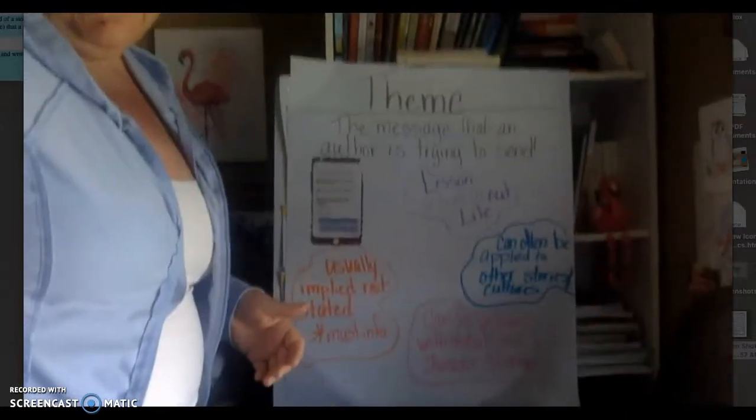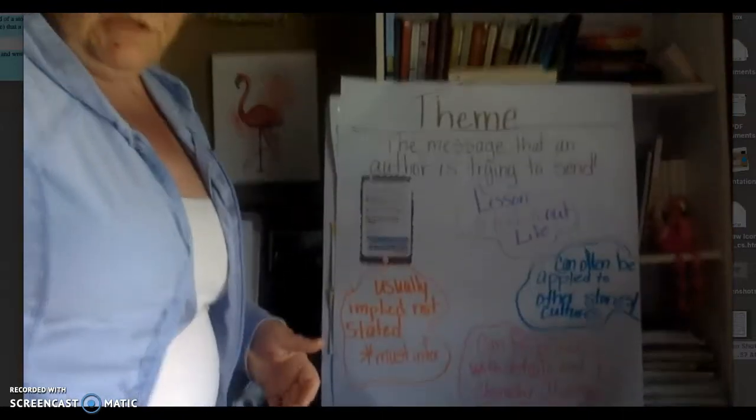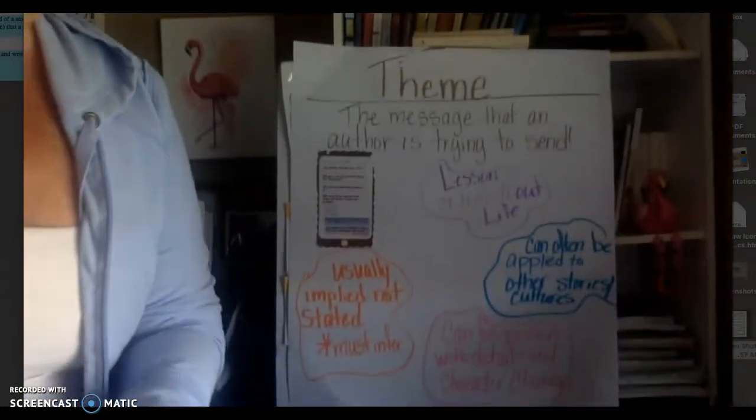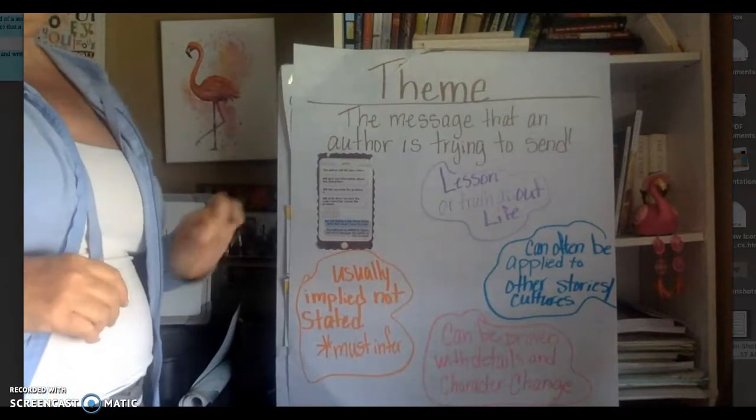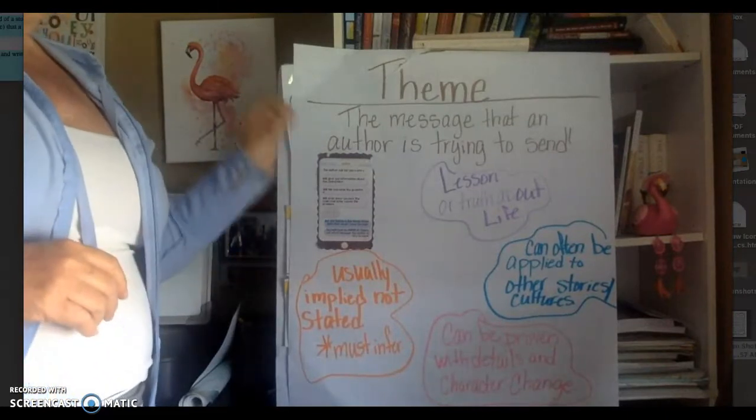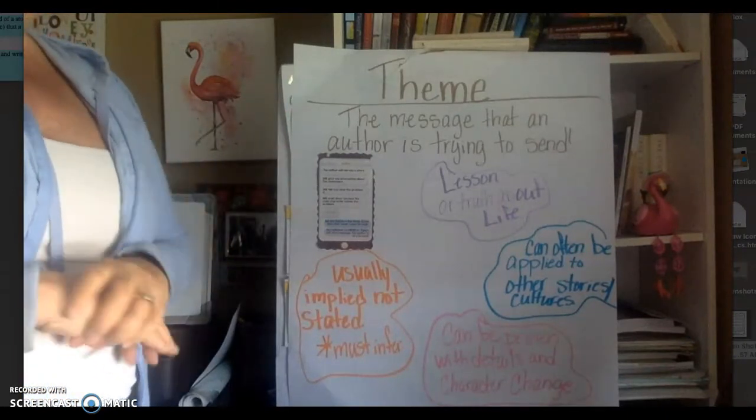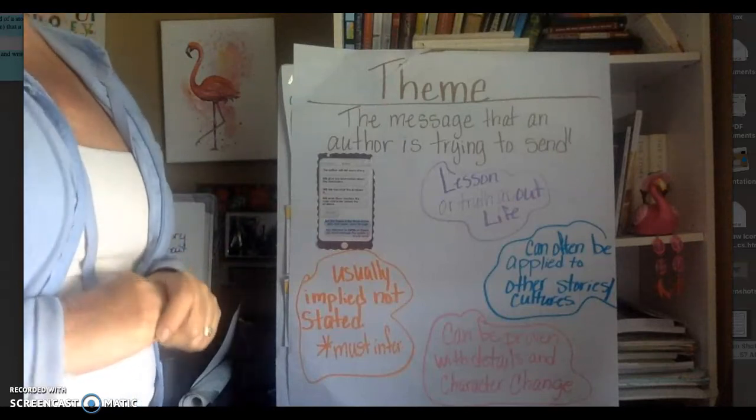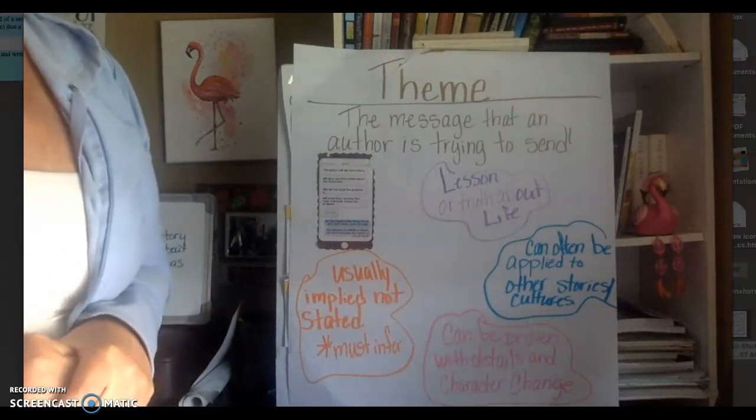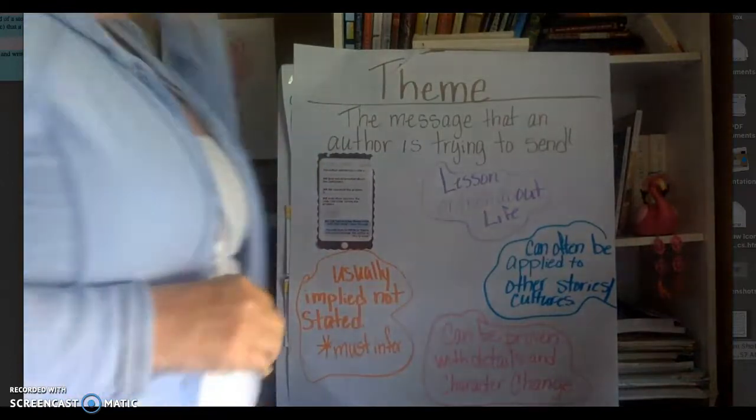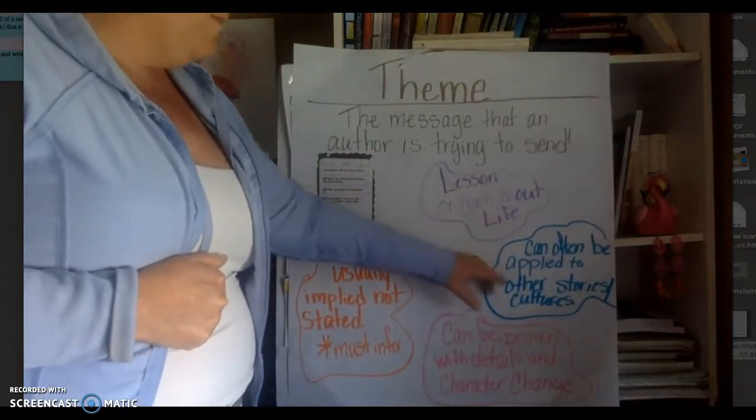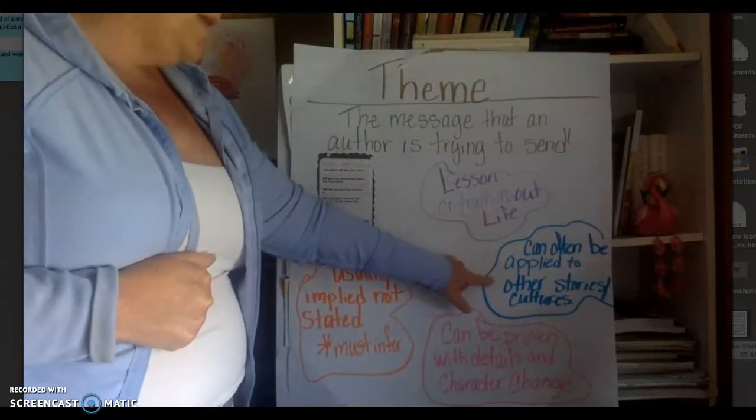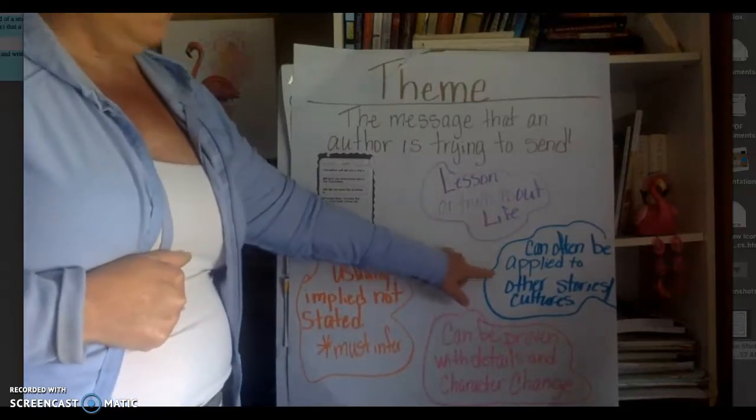So I want you to be able to see the chart, hopefully. Scoot this up a little better. There. So a theme is the message that an author is trying to send. When authors write a story, they many times have a message. Sometimes they even start with their message. So it could be a lesson or truth about life. It can often be applied to other stories and cultures.